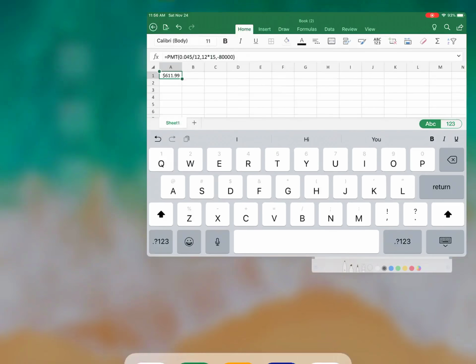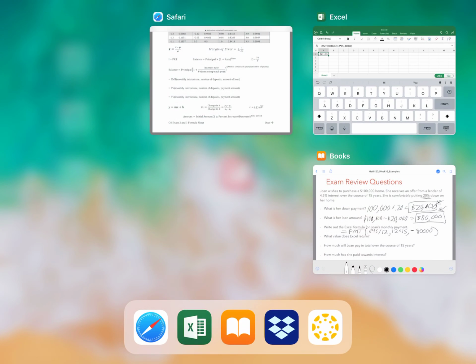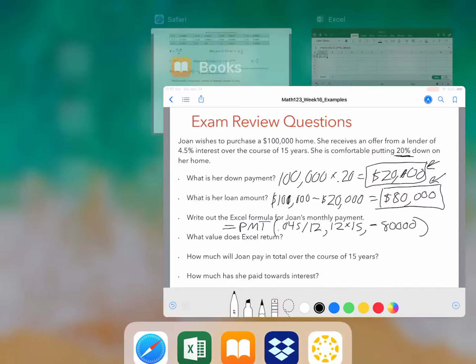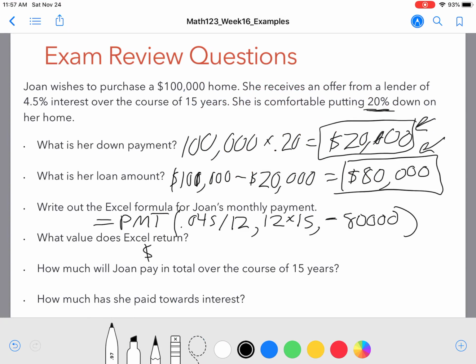Let me open up my other workbook and make sure that was all right. 0.045 divided by 12, 12 times 15, and negative 80,000. Yeah, so that looks good. So this gives us an answer of $611.99. Now, of course, you're not going to have Excel on your actual exam, so it would actually tell you Excel returns a value of $611.99. It would give you that.